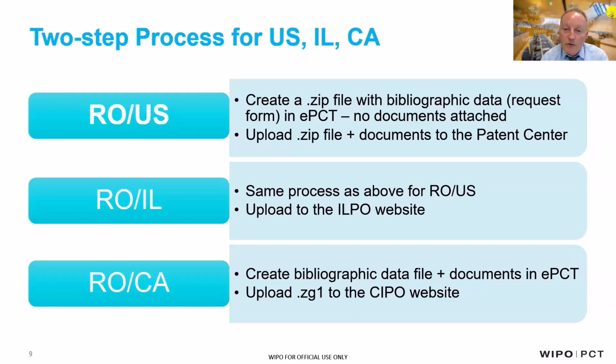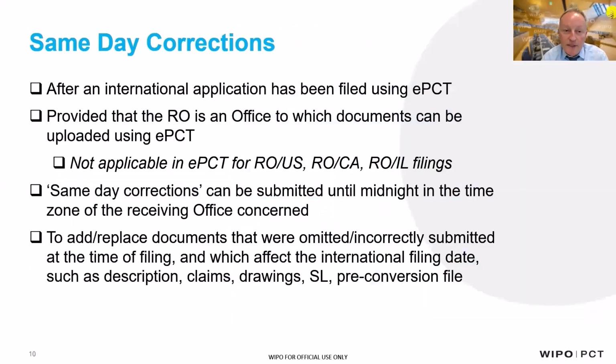And then we have 3 other receiving offices, US, Israel, and Canada, where it's a two-step process, meaning that you need to upload the package to the receiving office website. That's why we have in total 91 receiving offices.